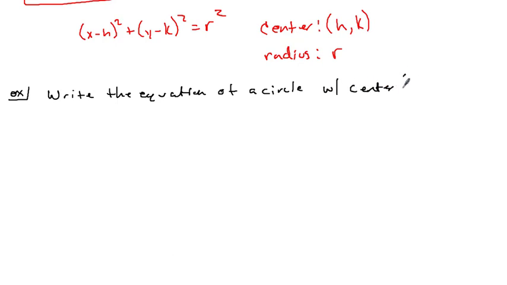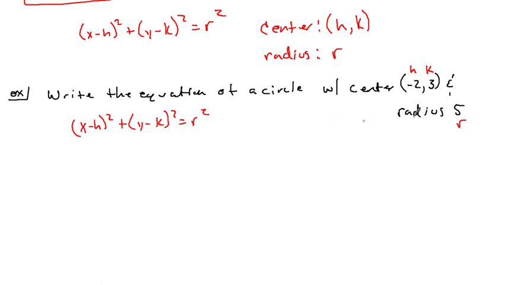with center (-2, 3) and radius 5. So the way you do this is you identify the information that's given to you. It tells me that the center is (-2, 3). Well, that means that h is -2, k is 3, and r is 5. So my equation, x minus h squared plus y minus k squared equals r squared, can just be substituted with these values. So x minus, now h is -2, plus y minus, k is 3, equals r squared. So that's 5 squared.